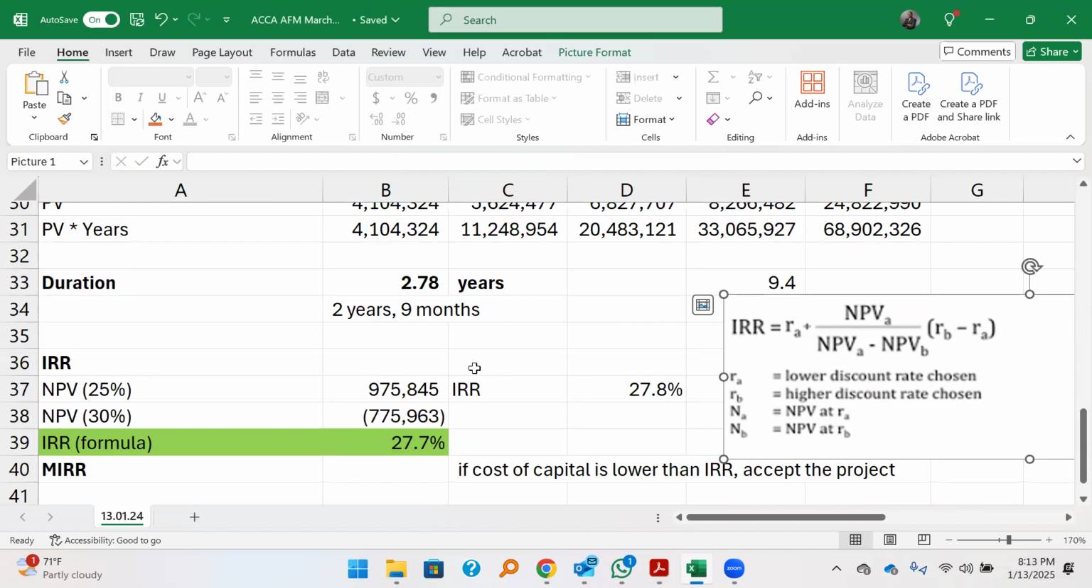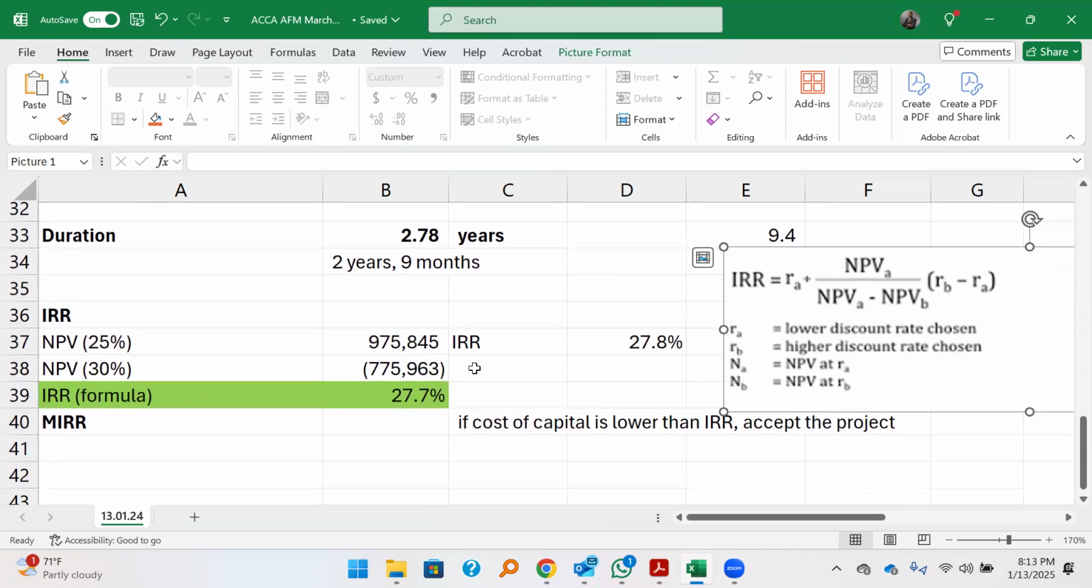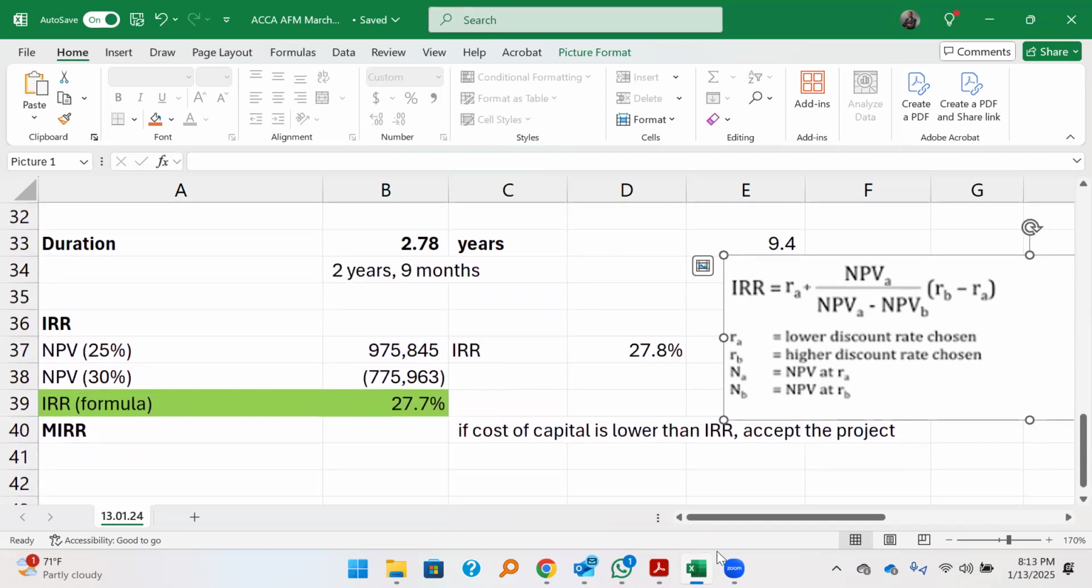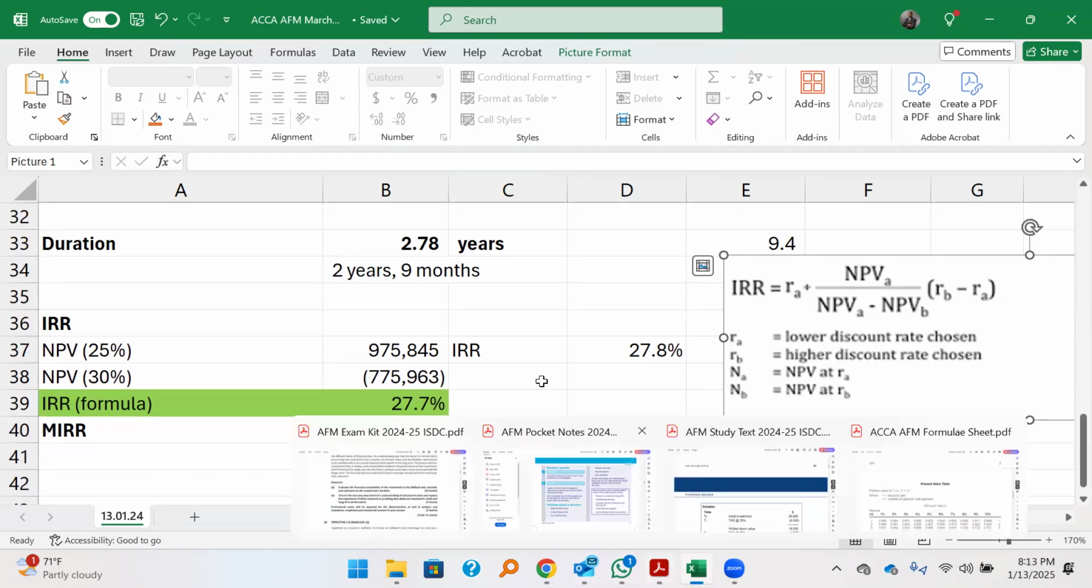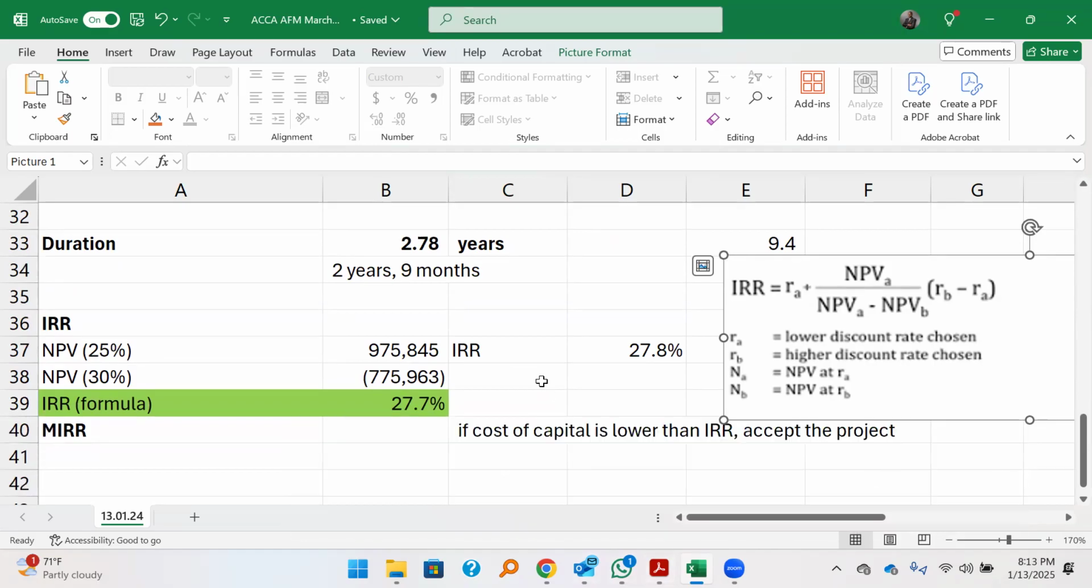IRR can give you one internal rate of return, can give you 2, or can give you none, because it is actually not a linear equation. So if you read through the notes, you will see why it is not very trustworthy in some situations and in others it is. That's why NPV is the most trusted in terms of deciding whether to go with the project or not.